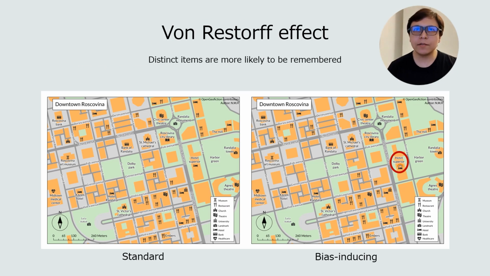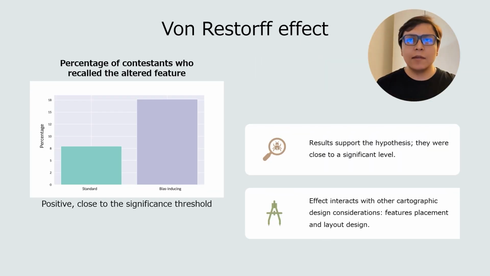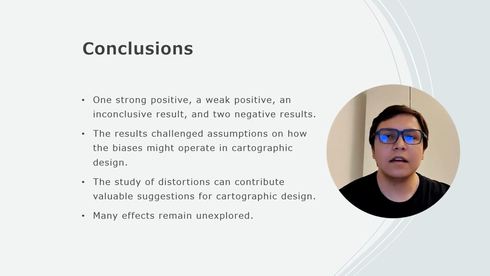Finally, we have the von Restorff effect that causes readers to be more likely to remember salient elements from a mostly homogeneous set. In this case, we have a set of icons, and for the bias-inducing map, I added a small rainbow to one of the icons to make it stand out more. The results were positive and close to a significance threshold, but I didn't reach it, so I consider it a weak positive. In summary, I had one strong positive, a weak positive, an inconclusive, and two negative results, and these outcomes really challenged my assumptions on how I thought the biases would operate in cartographic design.